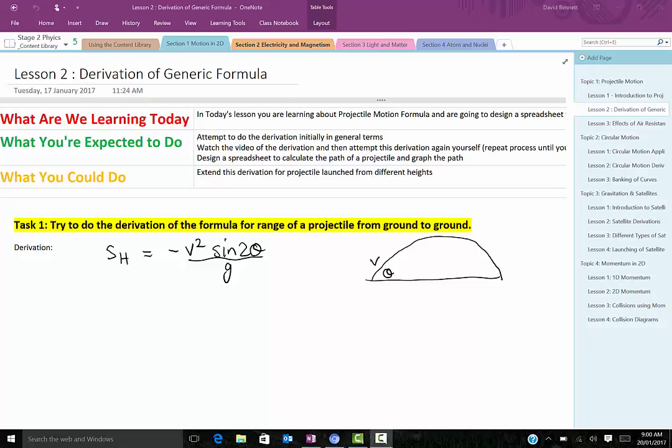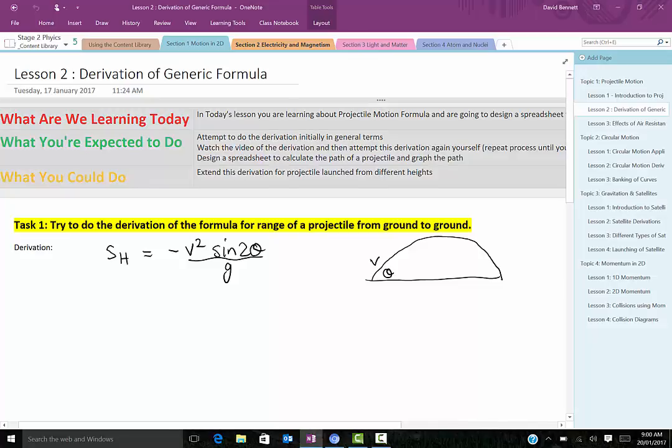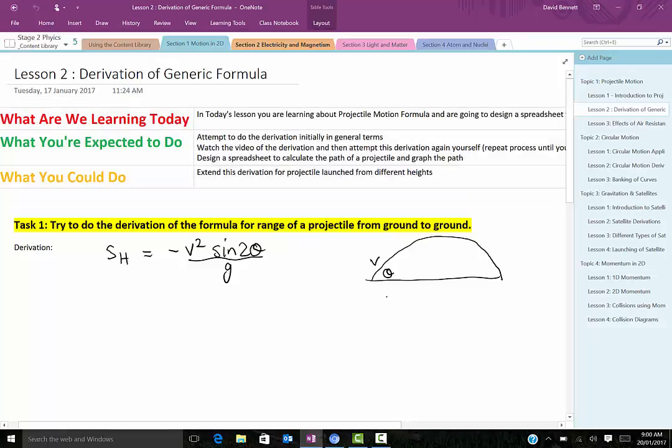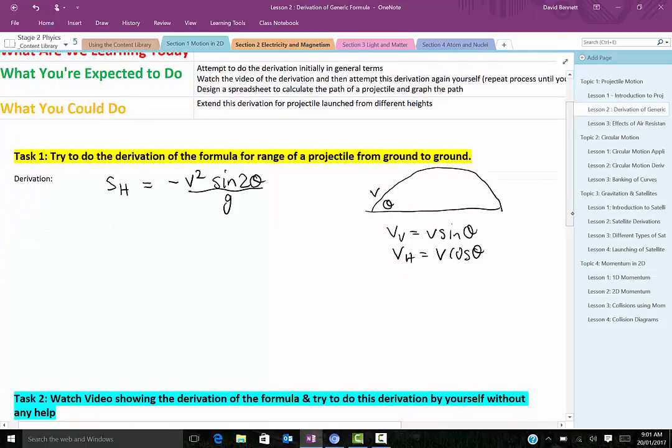Anyway, let's start. You need to know this derivation to find the range, and you should be able to find it in this form here. So let's go through that. Initially, we know that the vertical velocity V_V is equal to V sine theta, and the horizontal velocity V_H is equal to V cosine theta. They're the two things that you do know at this stage.